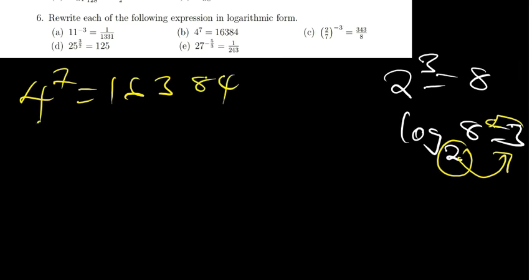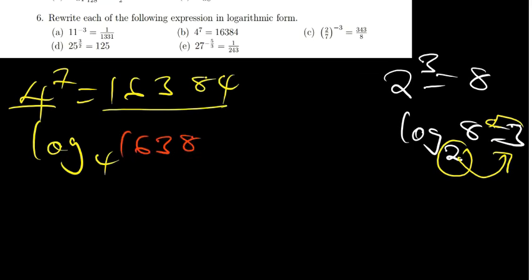Okay, let's go to part B. Part B is saying we have 4 raised to the power 7 is equal to 16,384. Remember, this is always the base, so base 4, and this is always what is going to be inside. So I'm going to have log base 4 of 16,384 is equal to the power 7. If I want to go from log to exponential, it's 4 raised to the power 7 is equal to 16,384.